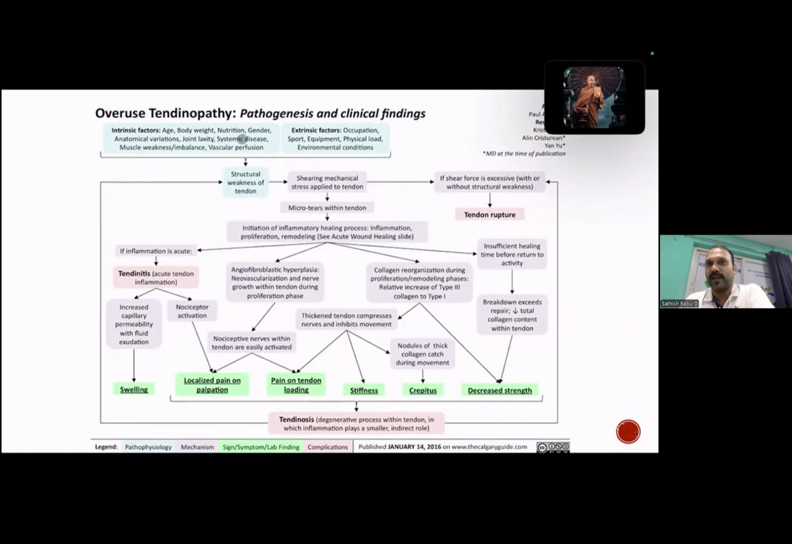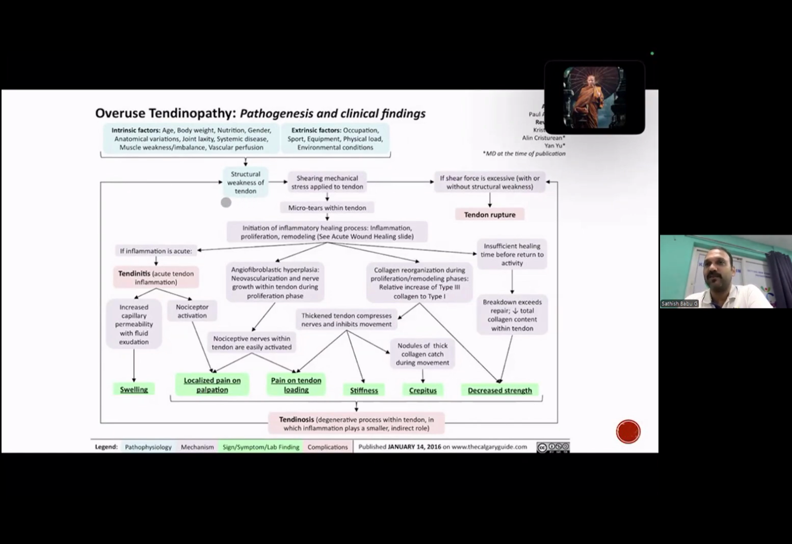For tendon pathology or pathogenesis, the intrinsic factors are age, body weight, nutrition status, gender, anatomical variations, joint laxity, systemic diseases, muscle weakness or imbalances, and vascular perfusion. These are all the intrinsic factors within us which can affect the tendon. There are extrinsic factors, which are occupation, the sport, what type of equipment you use, how much physical load we are giving, and the environmental conditions. Intrinsic as well as extrinsic factors can be modified to offload the tendon.